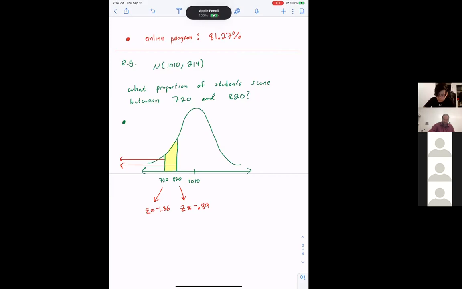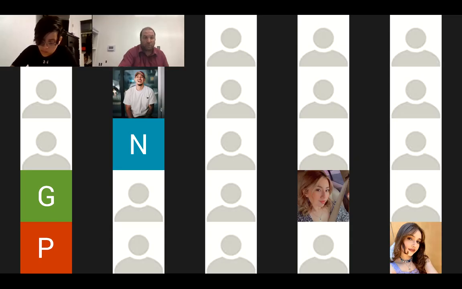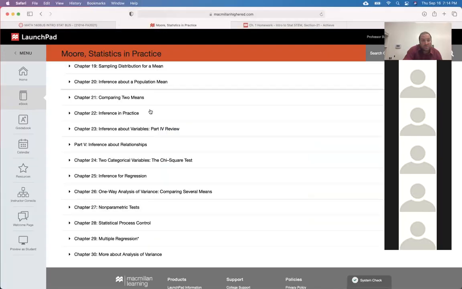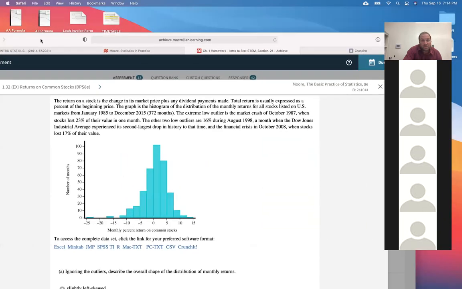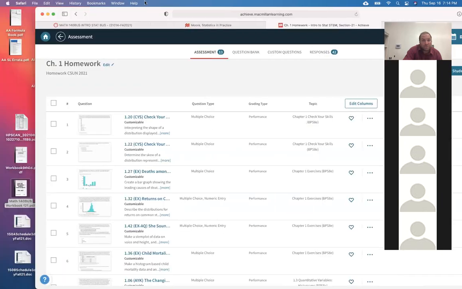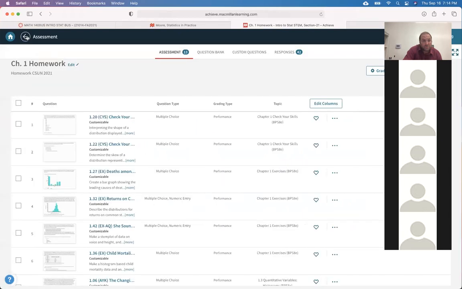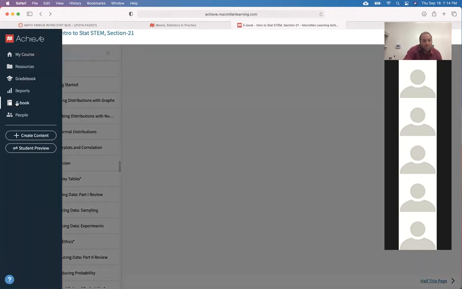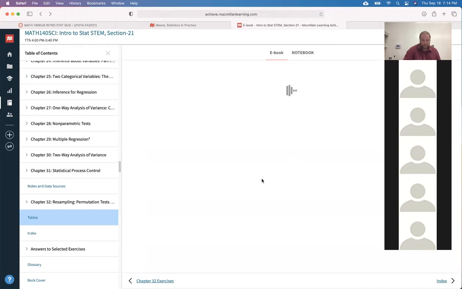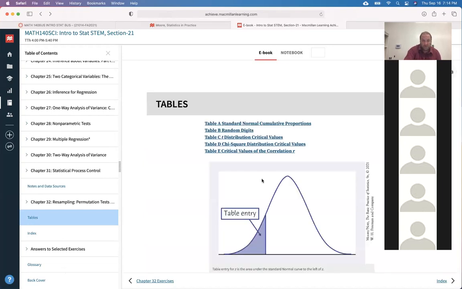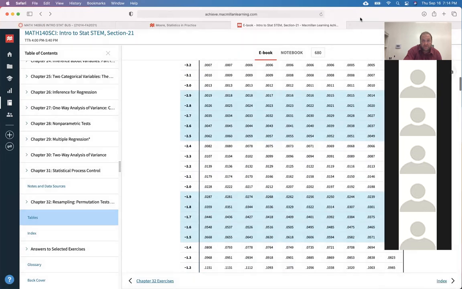So let's go ahead and load up that table, which I hope is still here somewhere. And I hope I didn't lose it. I think I have to load it up again.